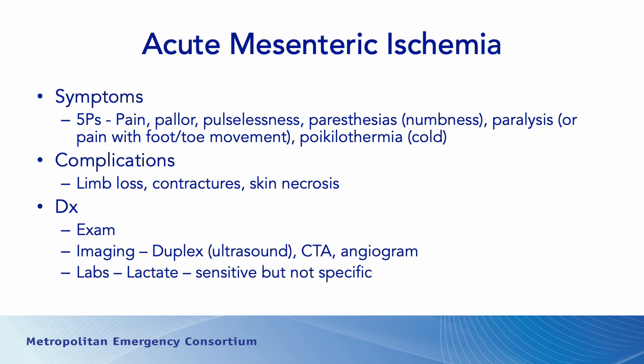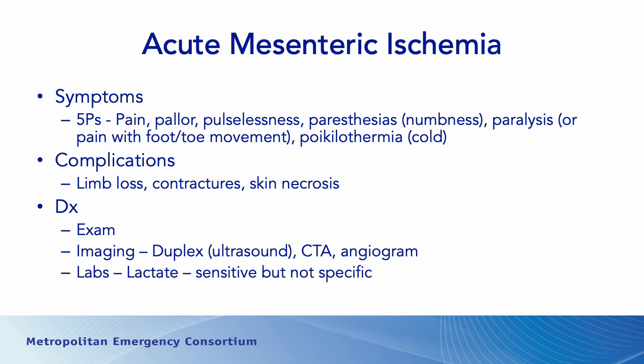Complications are limb loss. If it gets so bad and goes on long enough, they will have significant ischemia of the muscle, and they may get severely acidotic and may need to have an amputation in order to save their life. If they don't need an amputation, they can actually develop scarring and contractures of the muscles. The limb can become non-mobile and basically useless, and you can have skin breakdown or skin necrosis.